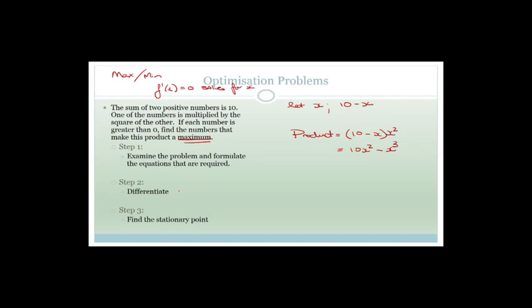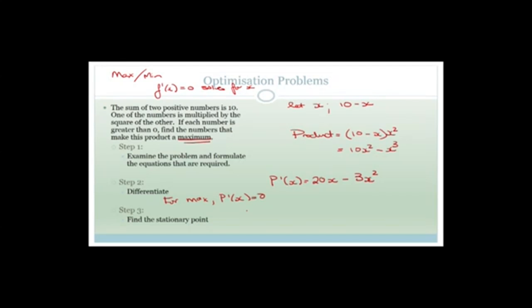So now we're going to differentiate, okay? So we're going to have p dashed of x is going to be, how does this work? 2 goes to the front, becomes 2 times 10, which is 20x minus 3x squared, okay? And now we want to find the stationary point. And how do we find the stationary point? We let it equal 0. So for the maximum, we let p dashed of x equal 0. And write that in so that the teacher knows what you're doing. So for the maximum, p dashed of x equals 0.